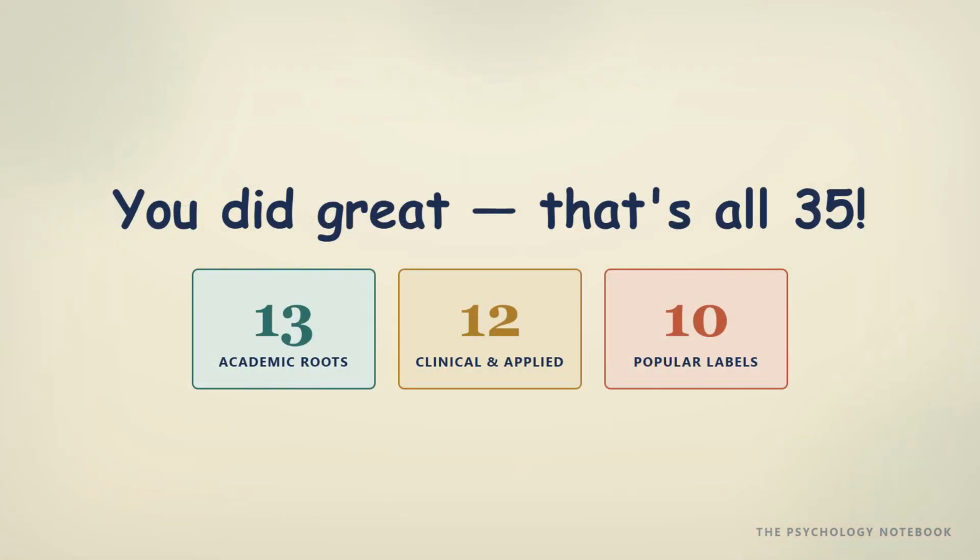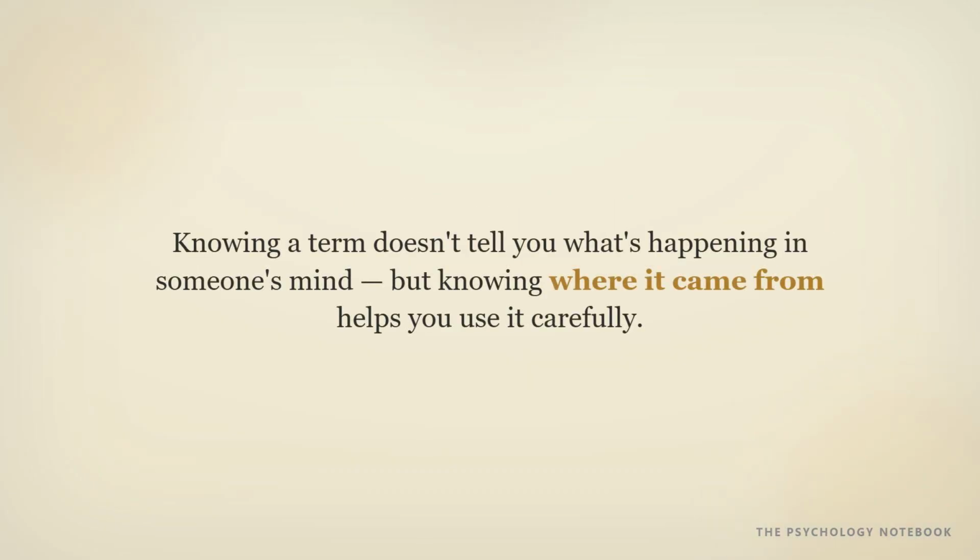All right, you did great. That is all 35 terms. We covered 13 terms with clear academic roots, 12 clinical and applied concepts, and 10 popular labels that need a little more careful interpretation. And I think the biggest takeaway is this: knowing a psychological term does not automatically tell you what is happening in someone else's mind. But knowing where the term came from can help you use it more carefully. It can help you recognize the difference between an established psychological concept, a useful clinical description, and a popular label that may be getting stretched too far online.